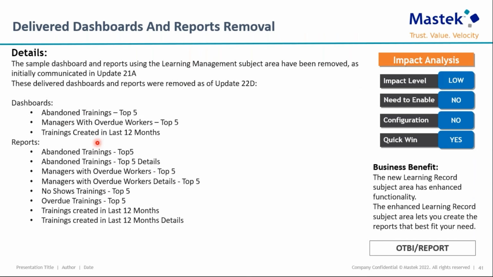Some more dashboards and reports are going to be removed from 22D onwards. As Oracle has mentioned, it was communicated from 21A, right? So Oracle had actually given quite some time to the businesses to start creating their own set of reports, because they were going to be stripped away. From 22D, this is the list of all the reports which are going to be taken away. Again, a recommendation: if you are already using these and your business is dependent on them, start creating OTBI analyses or dashboards, which are going to give you the same outcome for your business activities.